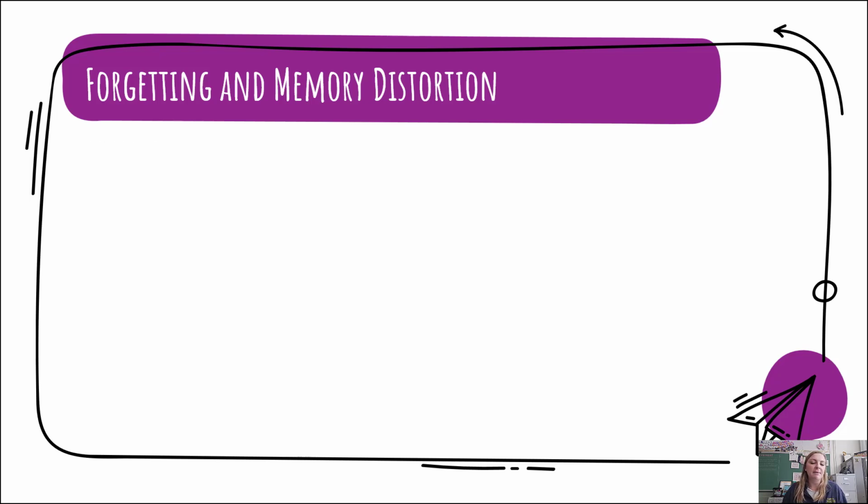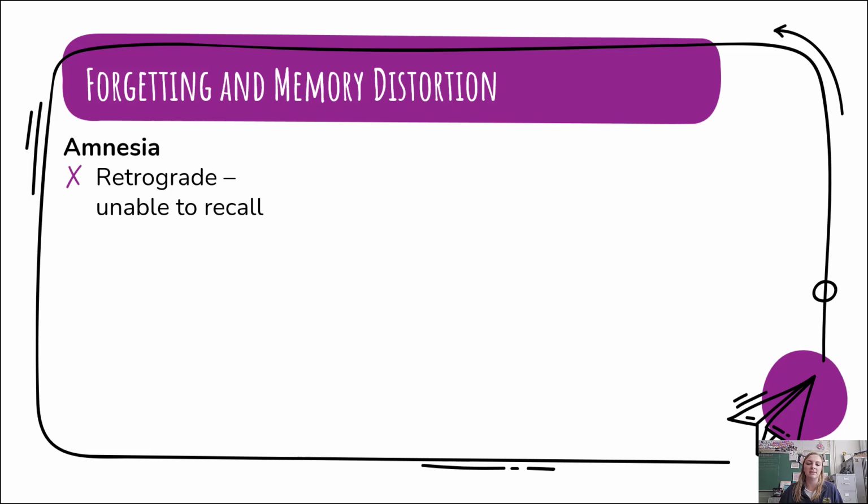The first is amnesia. And amnesia is the condition of a loss of memory. There are two different types of amnesia. The first is retrograde amnesia, and retrograde amnesia is the inability to recall events from the past. Anterograde amnesia, on the other hand, is our inability to form new memories. And so both of these types of amnesia can happen because of physical or psychological trauma.